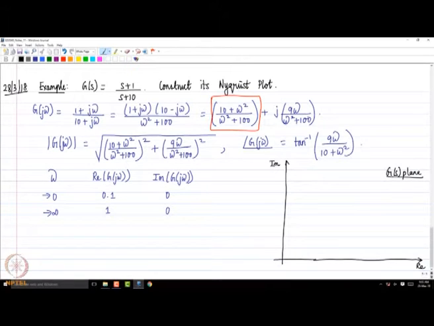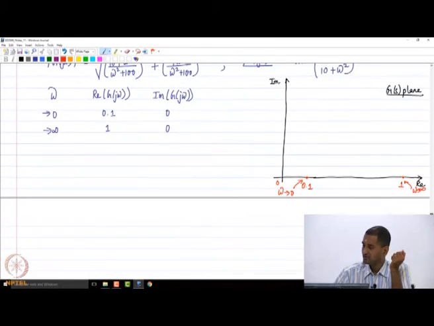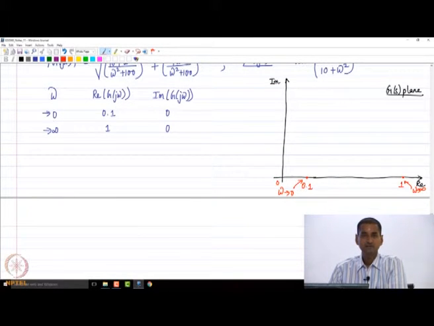Okay, so let us say we plot this sinusoidal transfer function. So what we are going to get is the following. Let us say this is 0, this is 0.1 and this is 1. As omega tends to 0, the transfer function tends to 0.1, and as omega tends to infinity, the transfer function tends to 1. The real part tends to 1, imaginary part is 0.